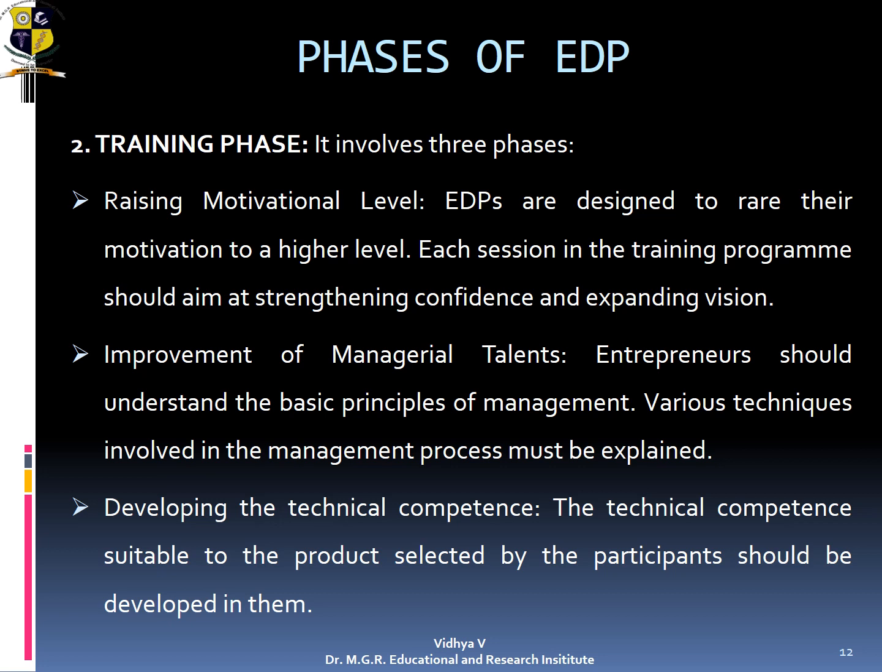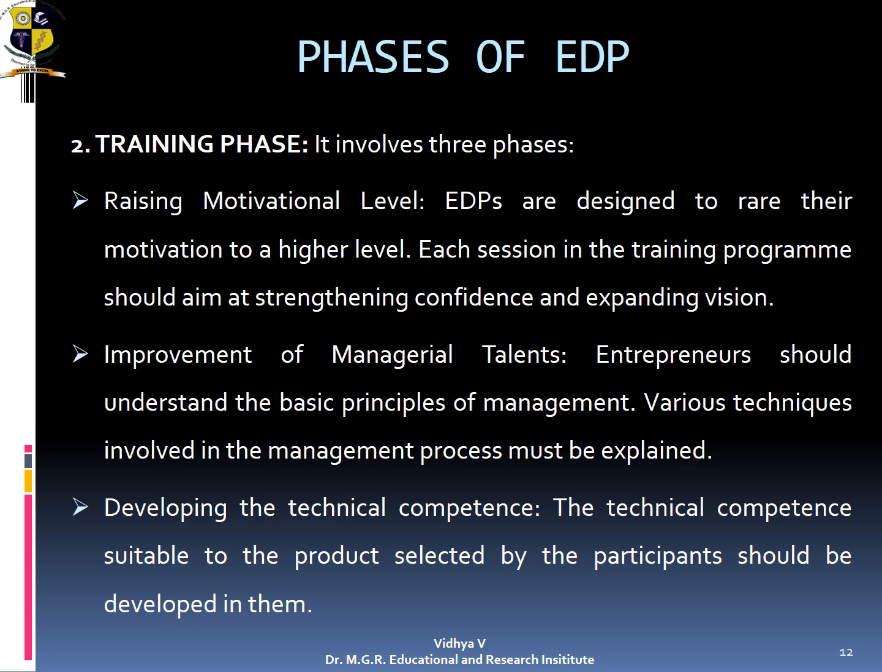So, the second phase is training phase. Here it involves 3 phases. First one is raising motivational level, that is confidence building. EDPs are normally designed to raise the motivation level to a higher level. Each session in the training program should aim at strengthening the confidence and expanding vision of the participants.